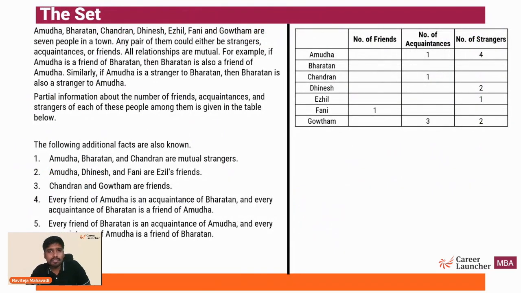Now I come to the set that was asked in CAT 2021 slot 1. Why did I say this set is a games and tournament set? How are these related? Let's just check how this happens.